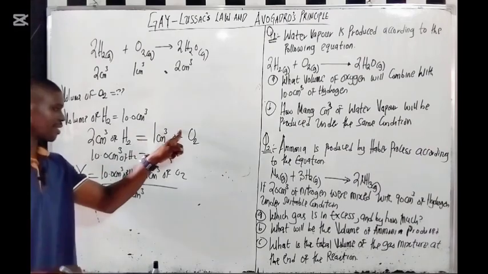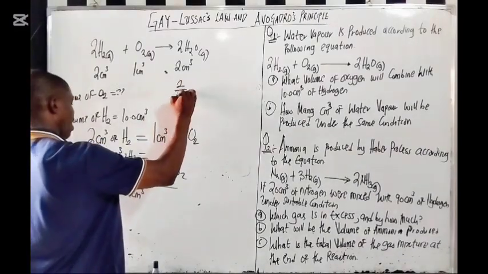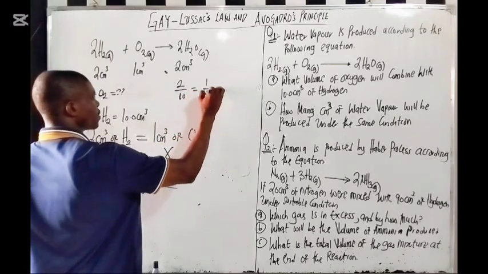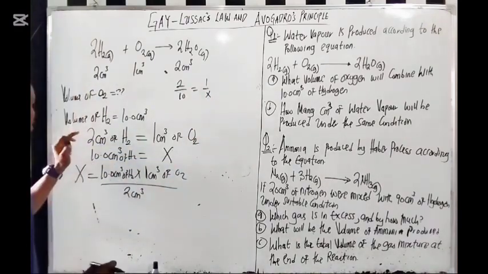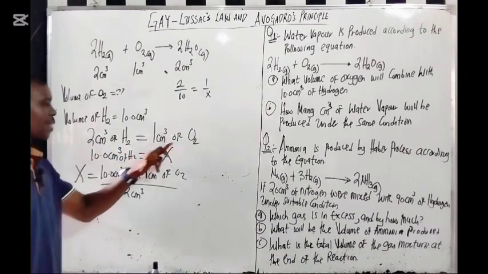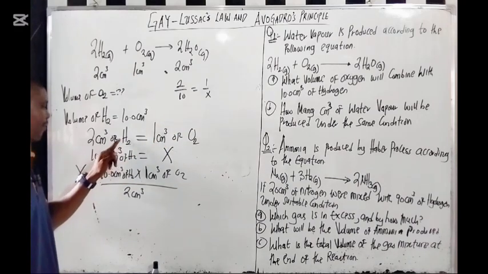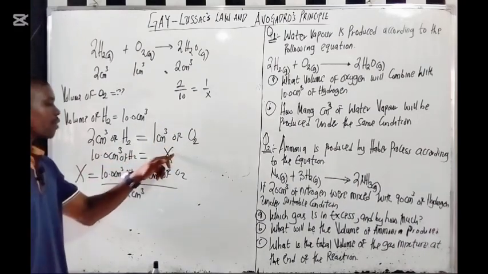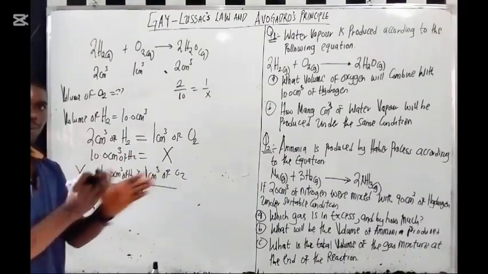This times this, because if you check, it's just like 2 over 1 equals 10 over x. That is just how it is. So this 2 cm³ of H2 reacts with 1 cm³ of O2, that's why you say this equals this. They gave us the volume of H2, and they ask what volume of O2 will react. You are comparing them.